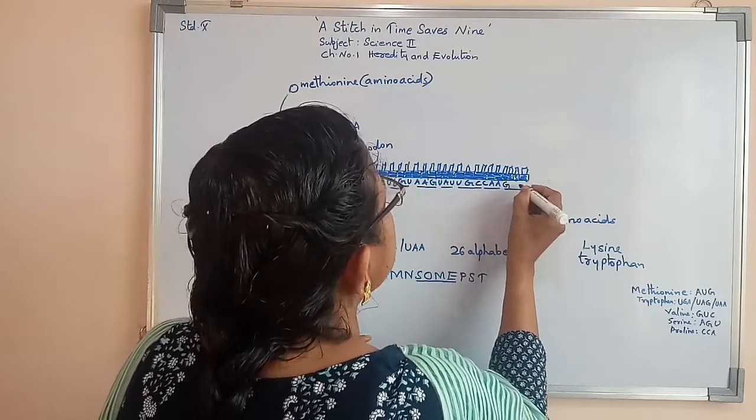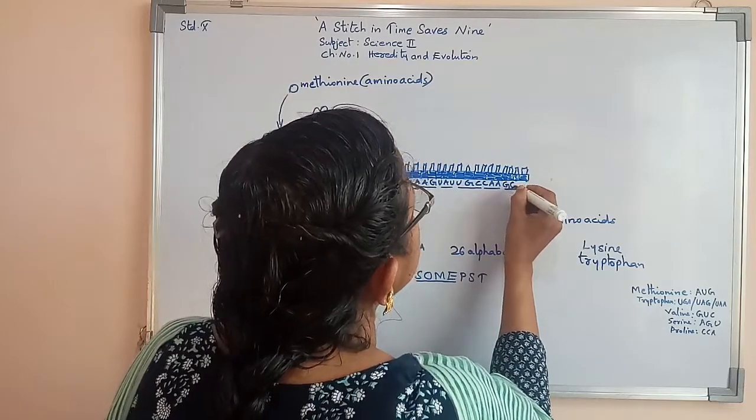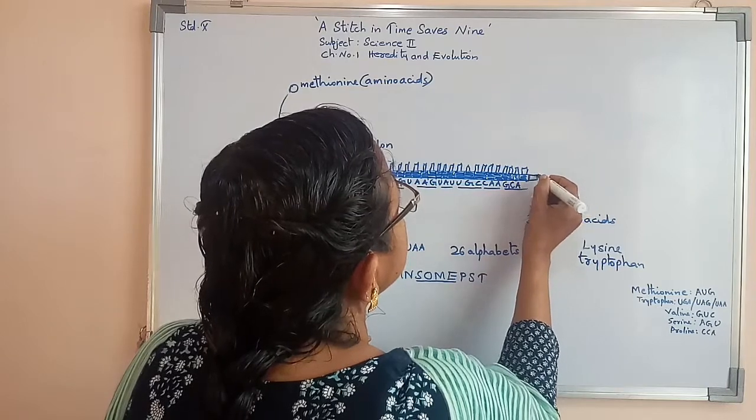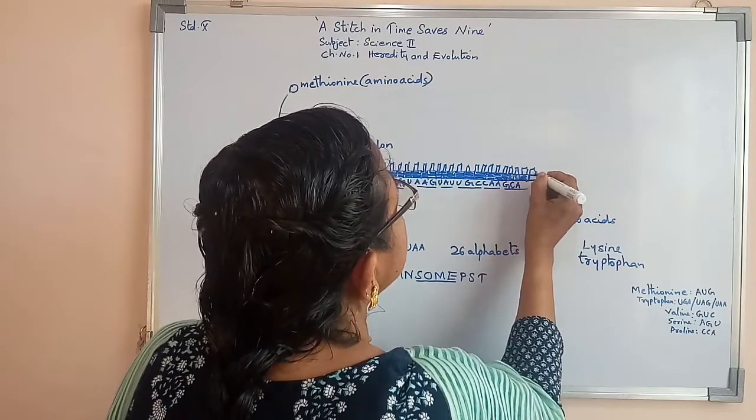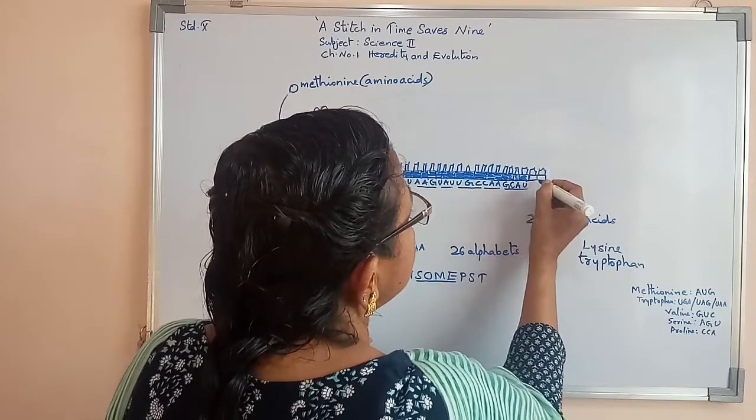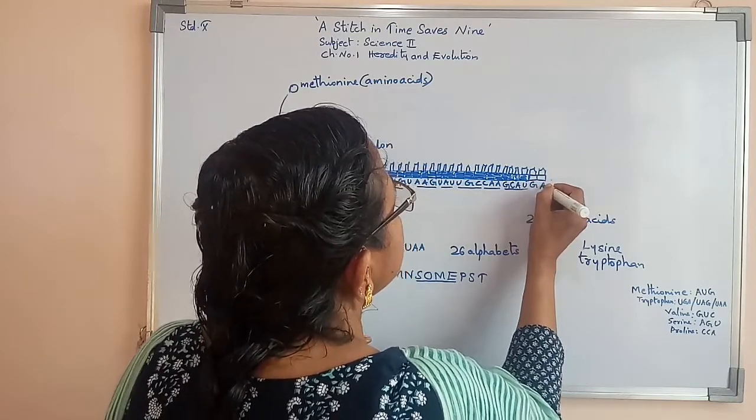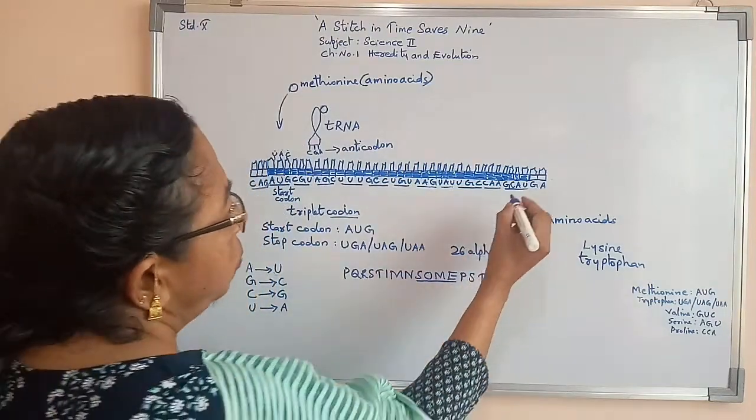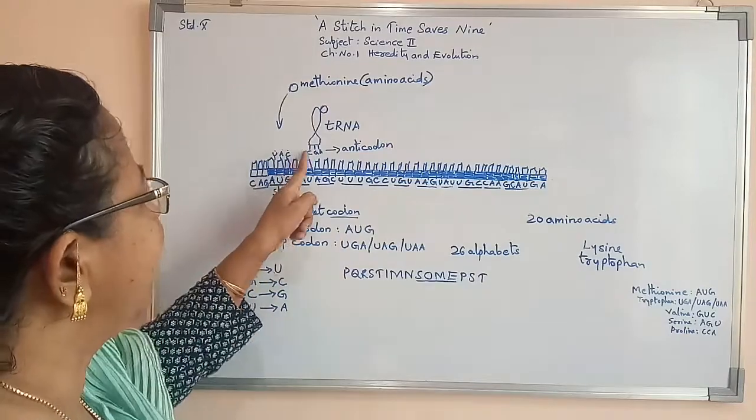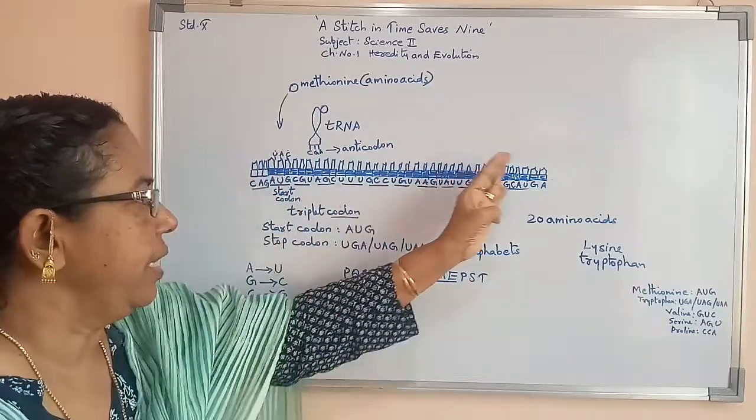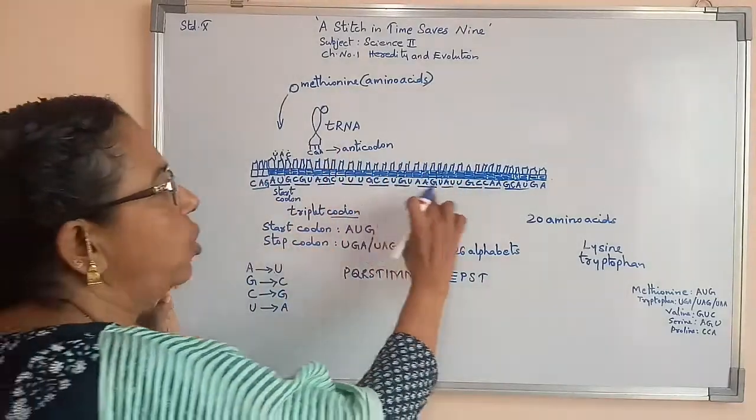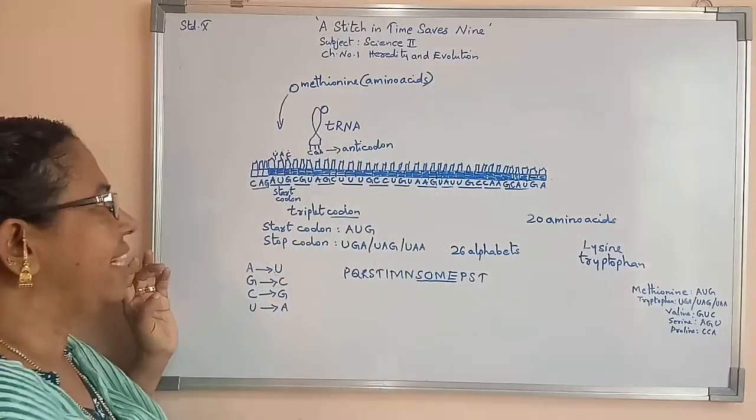G, then here C, afterwards A, now I made here a matching one. But in the messenger RNA, somewhere there will be a matching codon, and there it will come and attach.